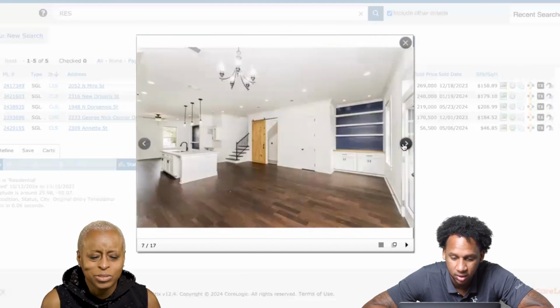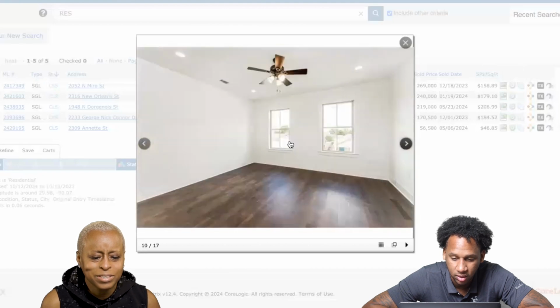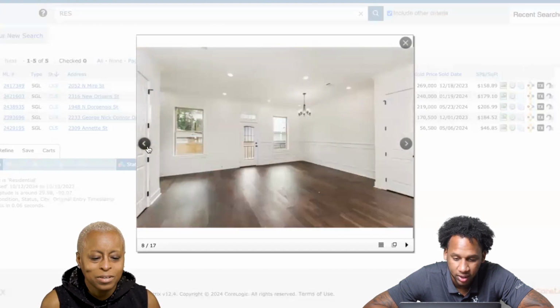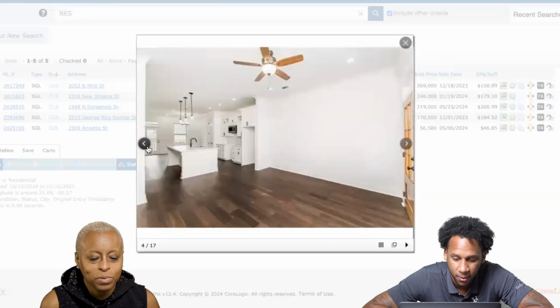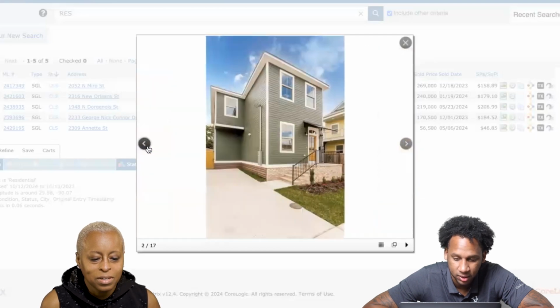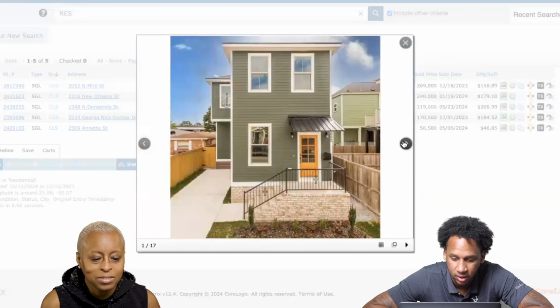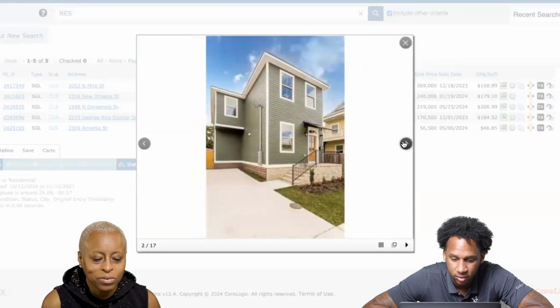So that's a nice one though. I like that color. Go back to the exterior. They did a really good job on that. I have to steal this floor plan. Yeah, that's nice, awning and everything. They went all out on this one.